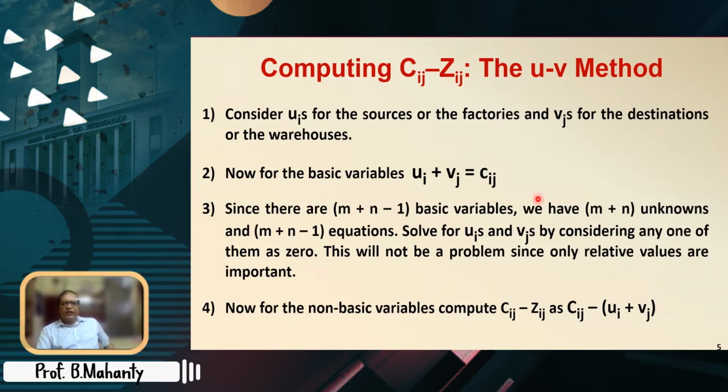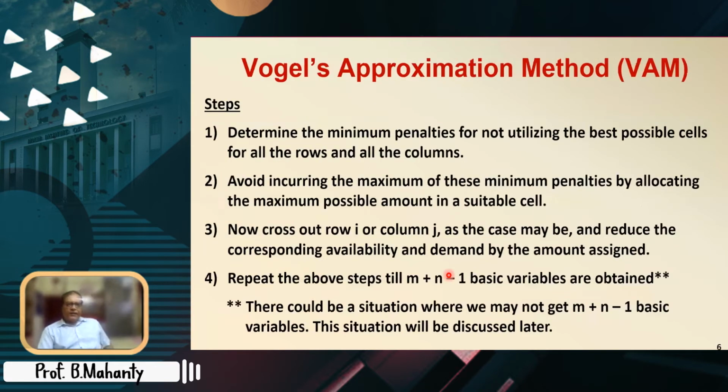So that is for the basic variables, and for the non-basic variables, ui plus vj will give the Zij values, and therefore for non-basic variables, Cij minus (ui plus vj) would give the Cij minus Zij values. One thing is that the total number of equations obtained is one less than the number of u's and v's. Since only relative values are important, one of them has to be put to zero. All these things we discussed earlier.